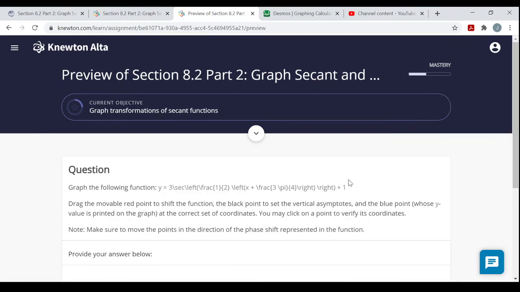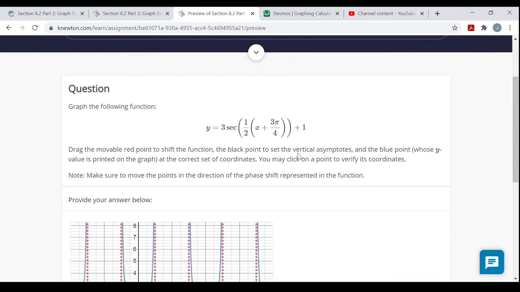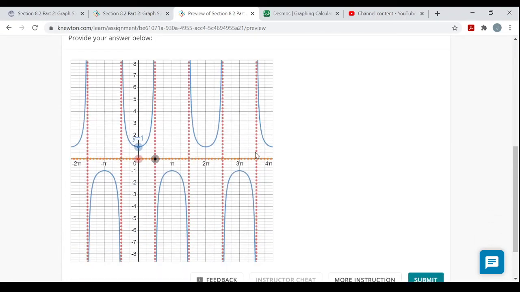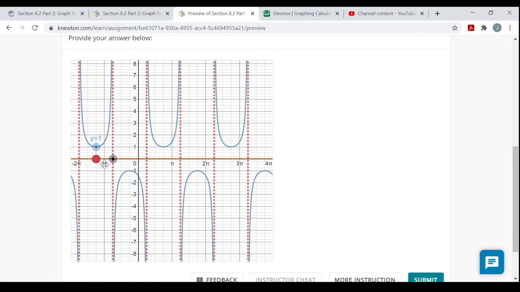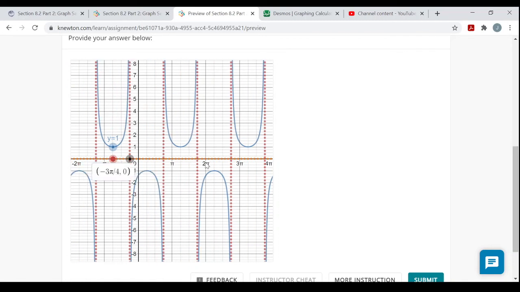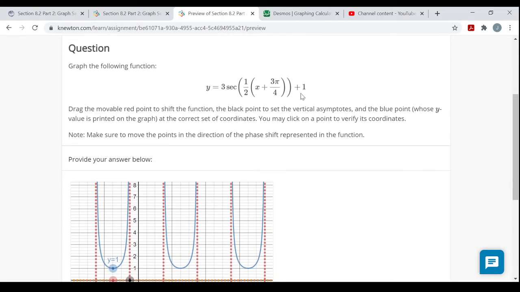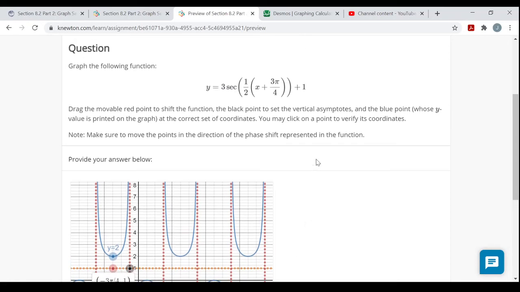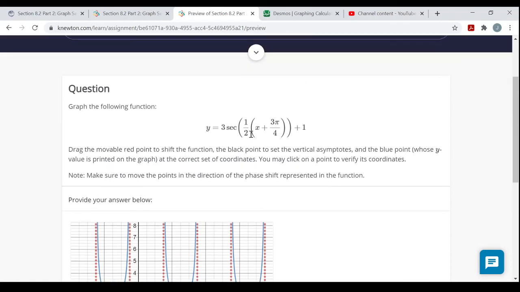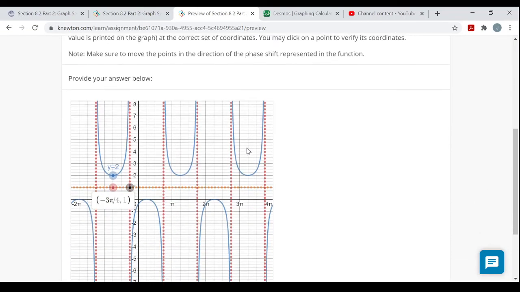All right, so let's do that again. This time it's a secant though. I see the phase shift would be -3 pi over 4, so I'm going to move this here to -3 pi over 4. It should be right there. Okay, things are going to get shifted up 1 unit. There, move the red dot up 1. Now the midline's at 1. And the period again would be 2 pi divided by a half, so the period would be 4 pi. So the distance between asymptotes should be 1 pi.